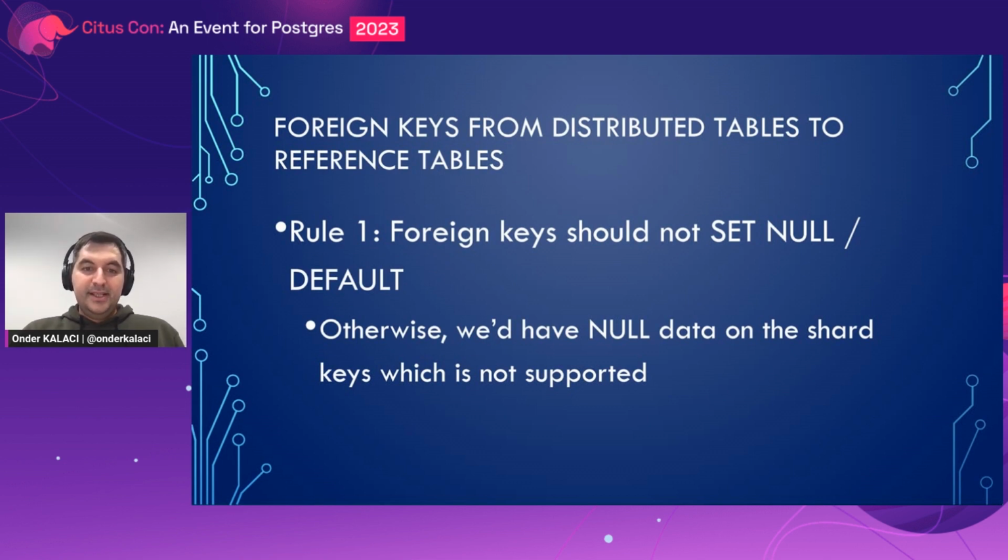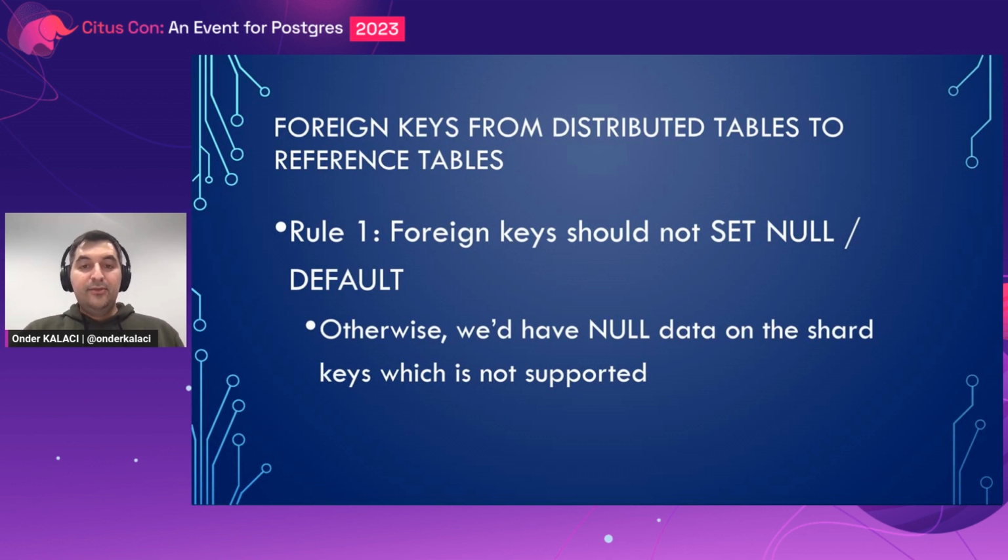Okay, let's also discuss maybe one of the most important use cases for foreign keys. Users typically want to create foreign keys from a distributed table to a reference table. So this makes a lot of sense while doing data modeling. So here again we start with the rule that it cannot cascade to set null or set default, because then it could cascade. Okay, I think I forgot something important to tell.